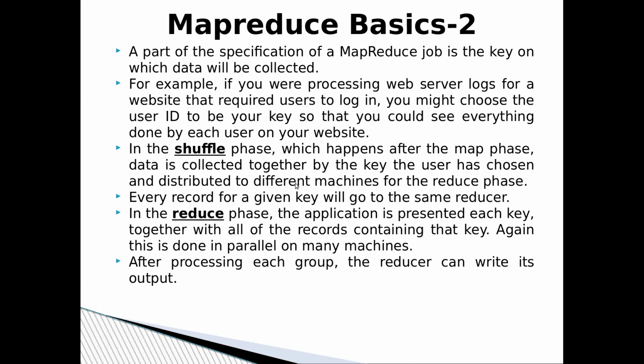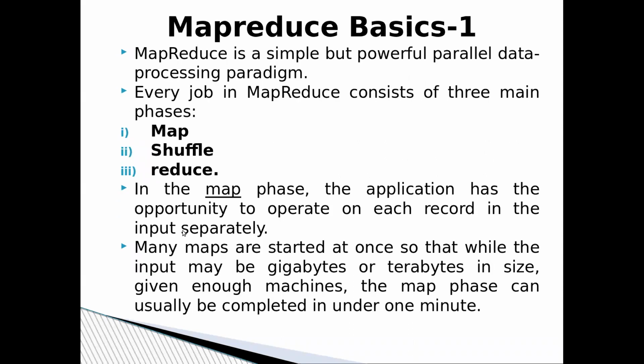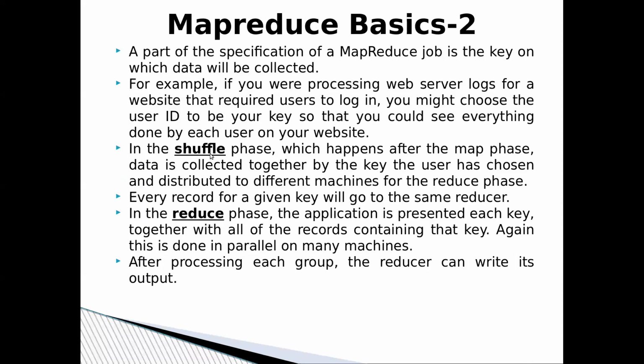So let's have one more discussion on it. Mappers are something which are looking at everything, each record in your input separately. One record, one mapper sort of thing, right? And then given the key on which you need to do some analytics, the shuffle phase would be collecting that data based on that key that the user has chosen. And then this is distributed to different machines for the reduce phase. So every record for a given key will go to the same reducer.